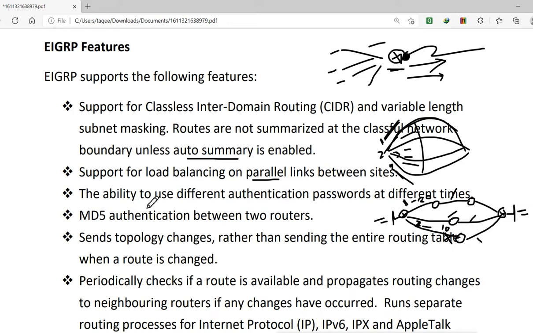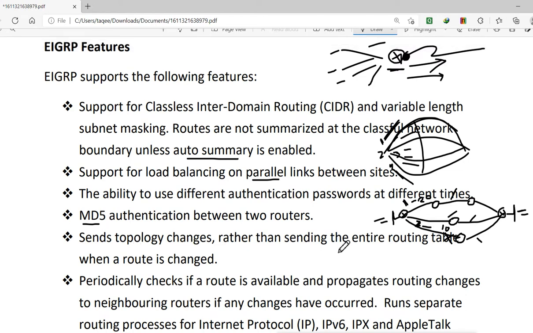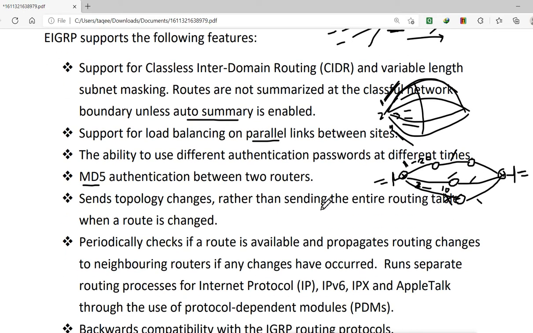Then the ability to use different authentication passwords at different times. It also has an authentication feature, and in the authentication feature it supports different passwords at different times. MD5 authentication between 2 routers, it uses MD5 hashing for the authentication. Then it sends the topology changes rather than sending the entire routing table when a route is changed. So instead of sending the whole routing table, it sends incremental updates. That means it sends only the changes, if there are changes, instead of the whole routing table.